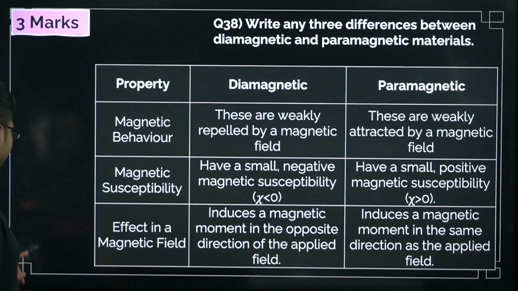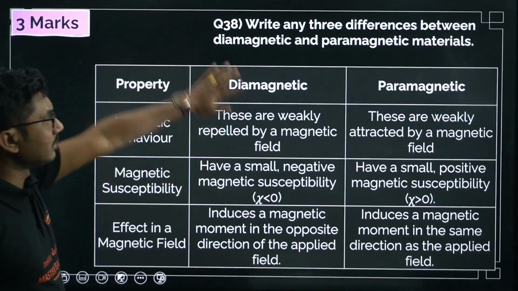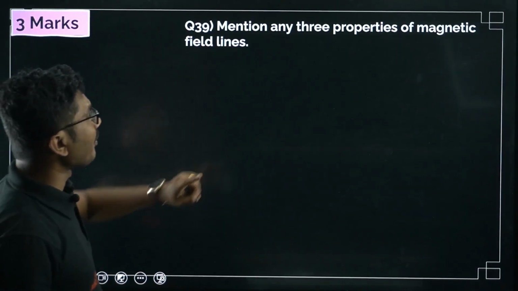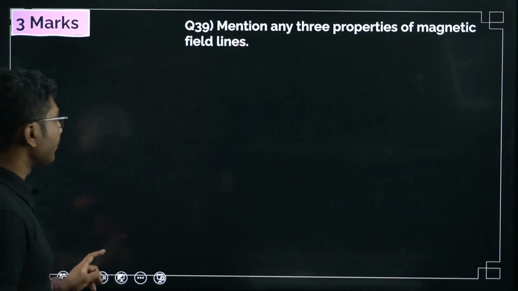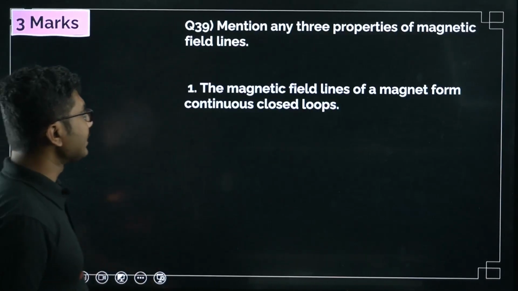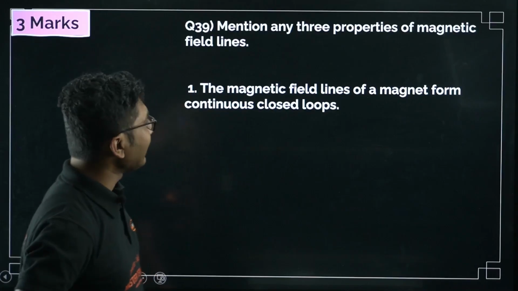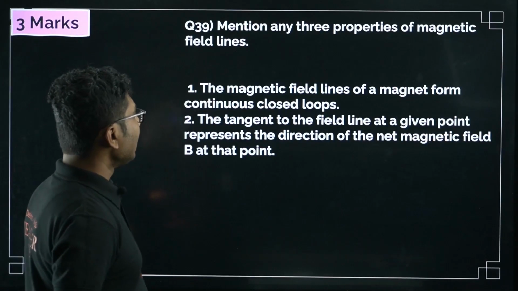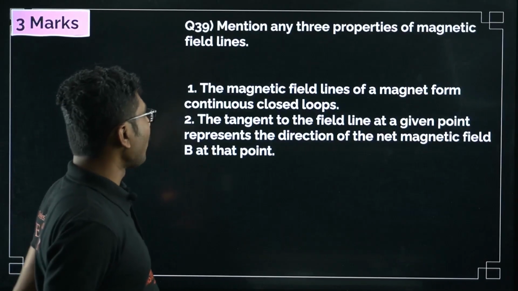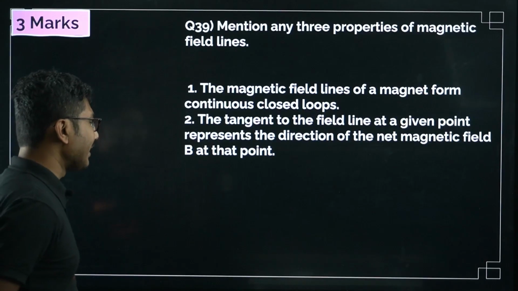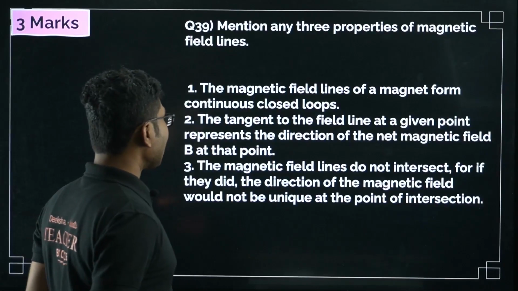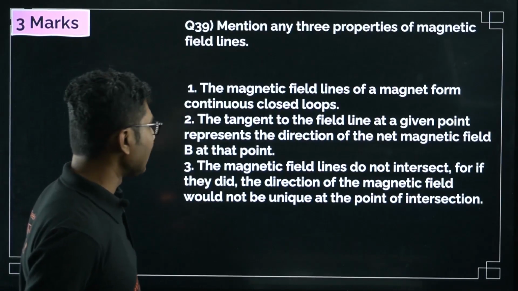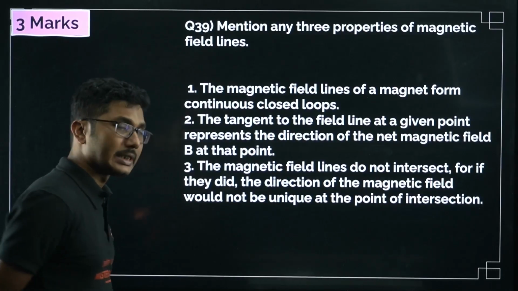Now next question. These are very common questions, I am not going to explain. Mention three properties of magnetic field lines. Another common question, most students are waiting for this. Magnetic field lines of a magnet form continuous closed loops. The tangent to the field at a given point represents the direction of the net magnetic field at that point, and the magnetic field lines do not intersect, for if they did, the direction of the magnetic field would not be unique at the point of intersection.